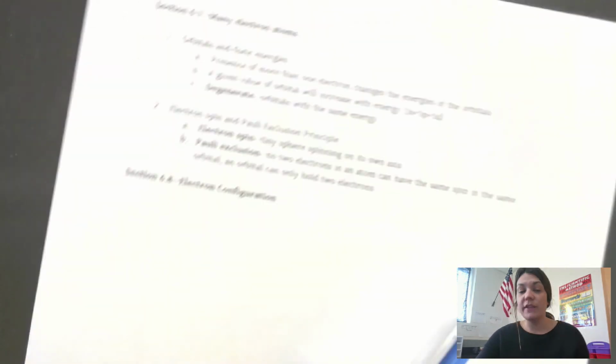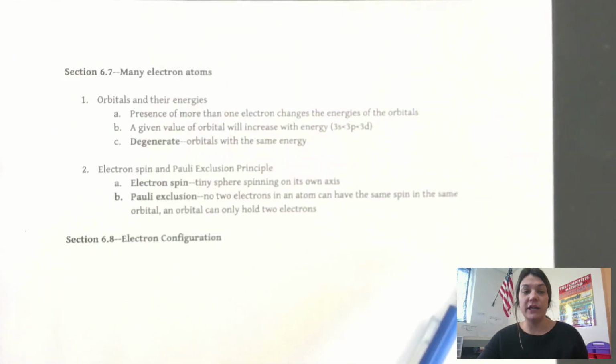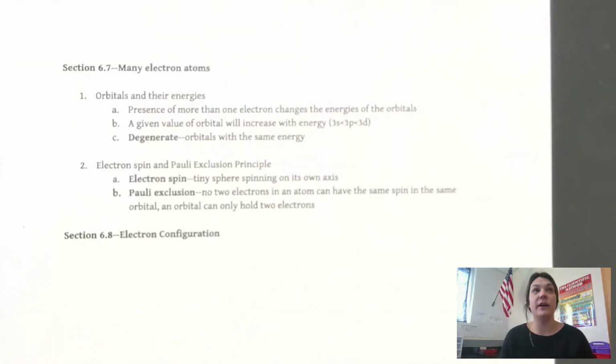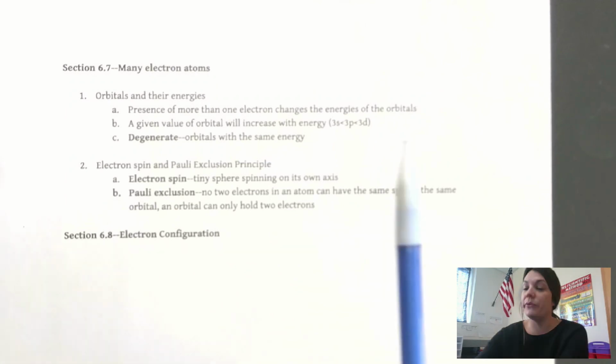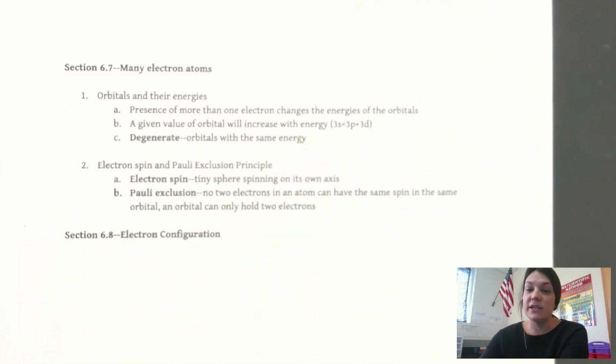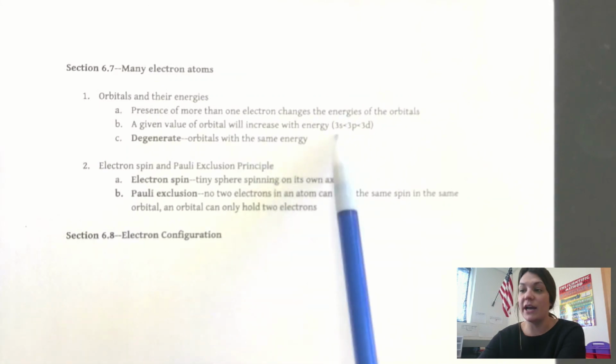And then the last thing I'm going to talk about is many electrons. So basically anything besides hydrogen, okay? The presence of more than one electron changes the energies of the orbitals, okay? For a given value of n, the orbital energy will increase. So 3s has less energy than 3p, which has less energy than 3d. And degenerate orbitals are orbitals within the same energy. So all three of these would be considered degenerate orbitals, okay, because they're all in that 3 energy level.